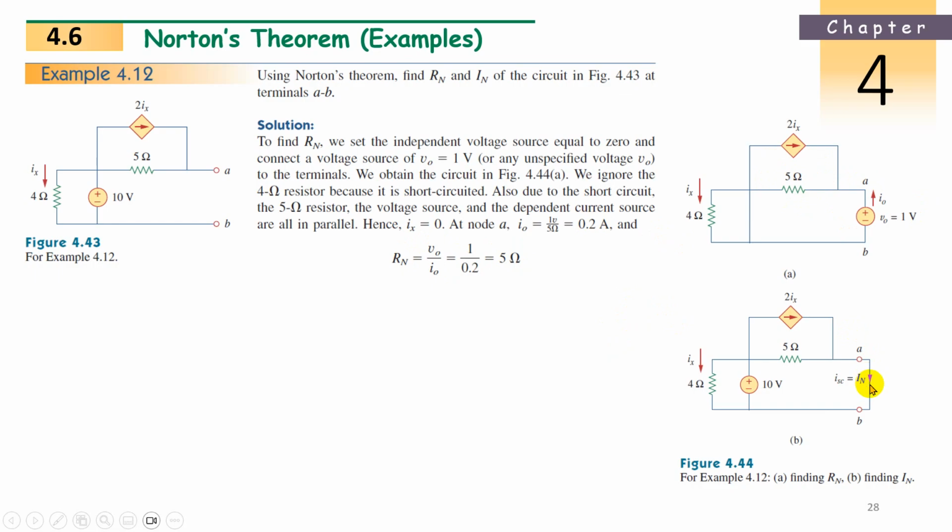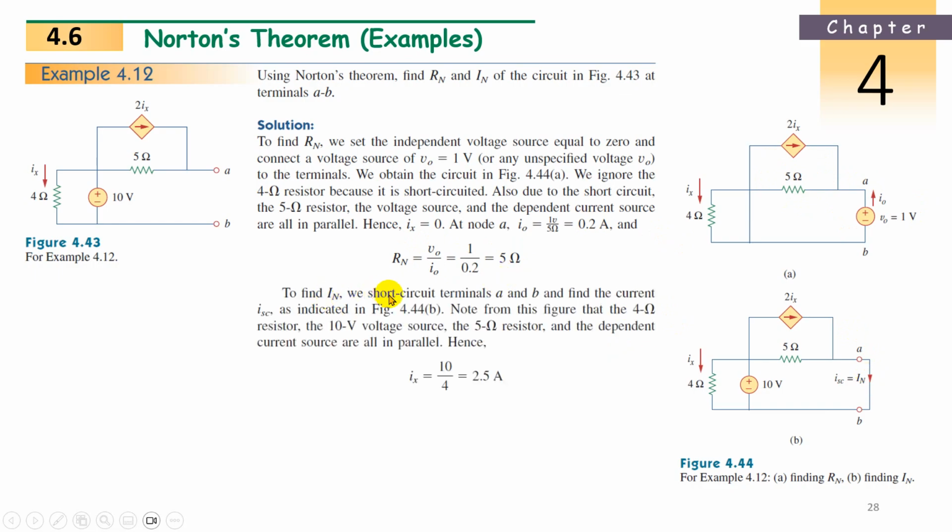Okay, now we have to find the short circuit current. To find IN, we short circuit terminals A and B and find the current ISC as indicated. Note that from this figure, the 4 ohm resistor, the 10 volt voltage source, the 5 ohm resistor and the dependent current source are in parallel. See the node analysis. Yes, this is parallel to this one. And when it is short circuited, you can tilt this one. Then the 5 ohms will also be in parallel with this voltage source and the 4 ohms.